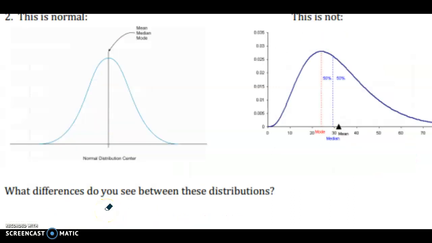Okay, here are two more curves to contrast. The one on the left is normal, the one on the right is not. So I'm going to give you about 15 seconds to discuss these with your neighbor. What is common, what is different about these two curves? Okay, go.